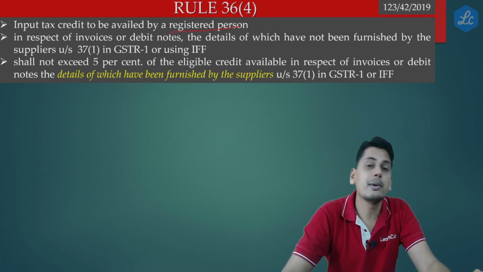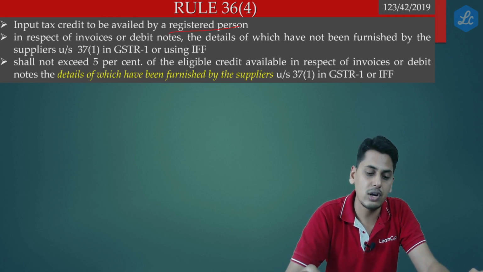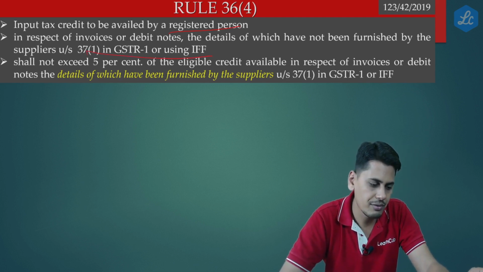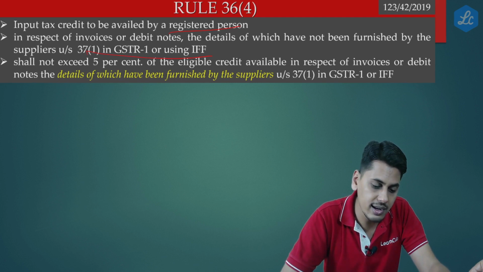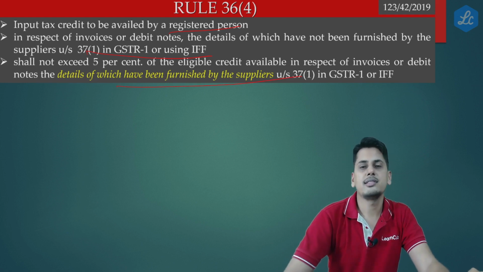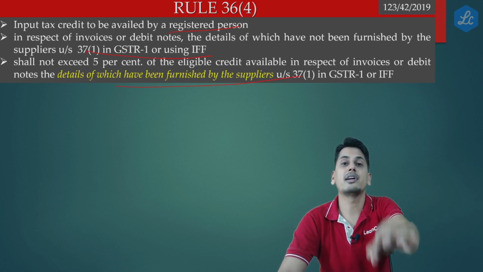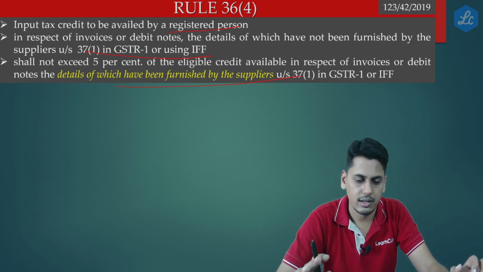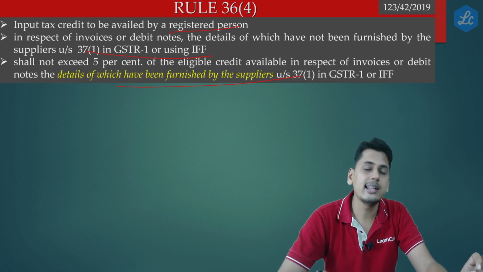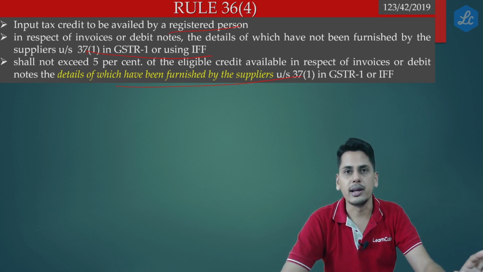Input tax credit to be availed by a registered person in respect of invoices or debit notes, the details of which have not been furnished by the suppliers under 37(1) in GSTR-1 or using IFF, shall not exceed 5% of eligible credit available in respect of invoices or debit notes, the details of which have been furnished by the suppliers. So friends, does it anywhere tell you that the details have to be furnished before the due date? Does Rule 36 sub rule 4 anywhere tell you that the details of invoices need to be furnished before the due date? It is silent upon due date.